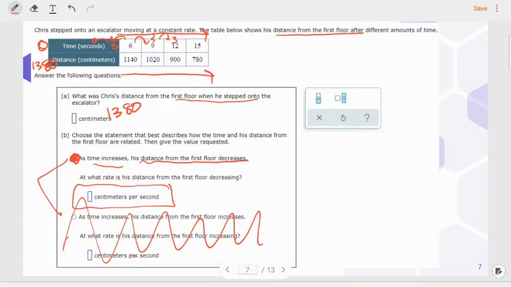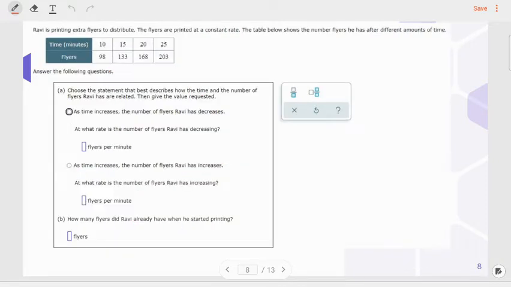So it says, at what rate is his distance from the first floor decreasing? Well, we decided that between here and here, it was decreasing by 120. Now, don't put 120 right there, because notice that the units is per second, and not 1 second passes, but I have 3 seconds that pass. So I'm going to divide that number by 3, which gives me 40. So the rate he's moving, he is decreasing by 40 centimeters per second.